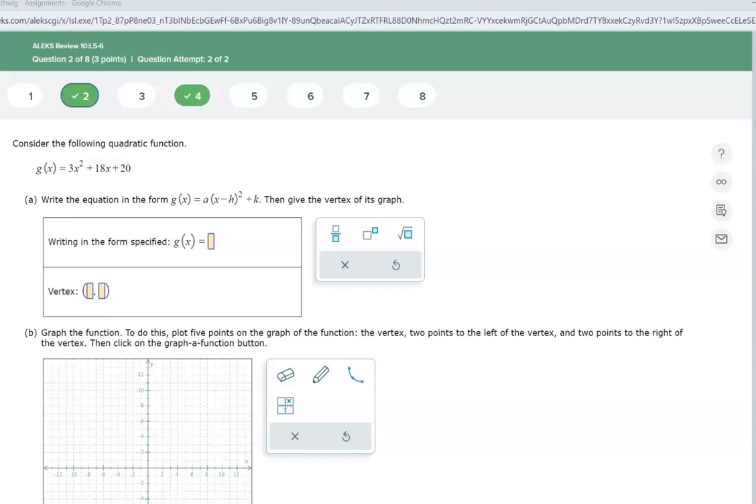I'm going to review how to do some of the problems on the ALEKS review, module 10, lessons 5 and 6. It says, and this is question 2, consider the following function. We're going to write this function in vertex form, identify the vertex, and then graph it.